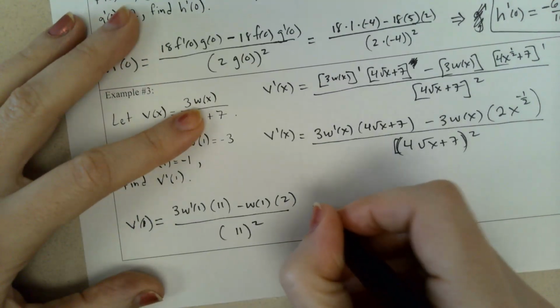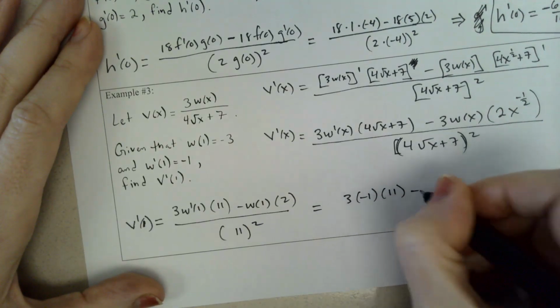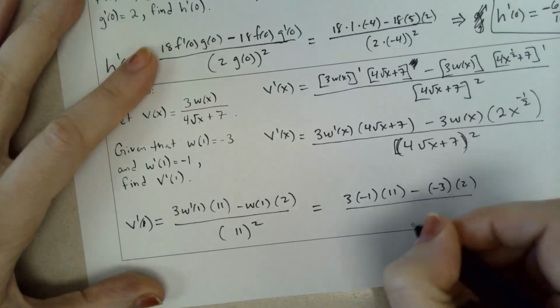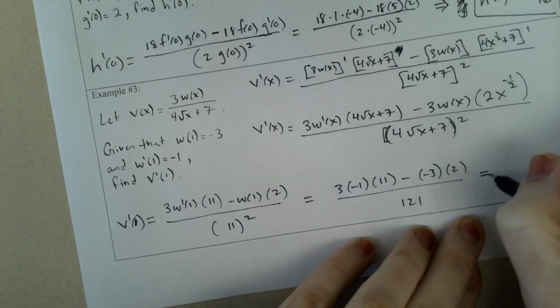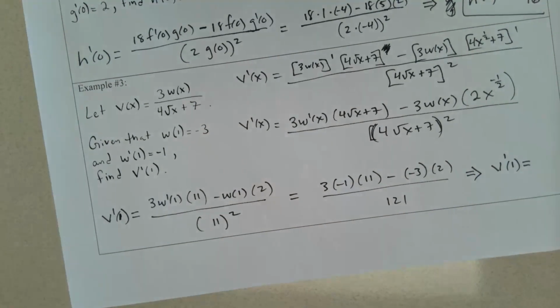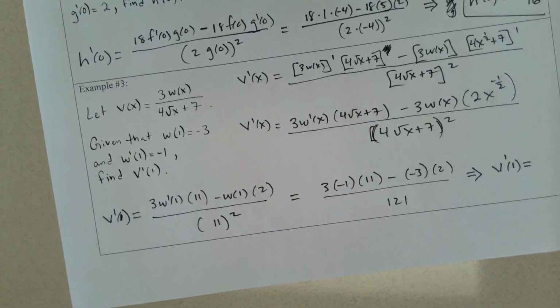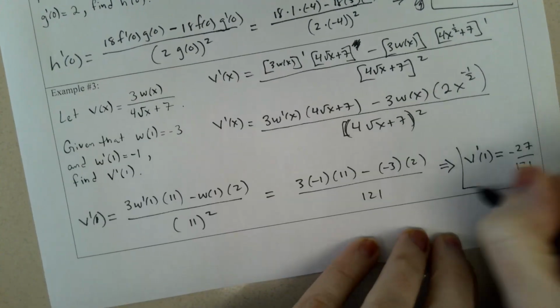And then this will be equal to 3 times w prime of 1, which is negative 1, and then w of 1 is negative 3. I think that's 121, yeah. So we're going to have v prime of 1 equals negative 33 plus 6, negative 27 over 121. Alrighty guys, so there's that. I'll talk to you later.